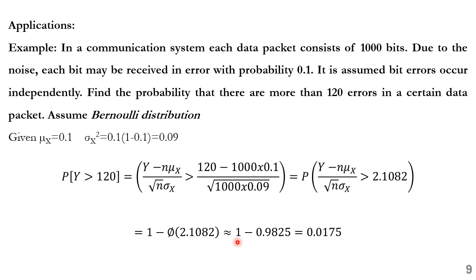So that gives you 2.1082. Therefore, it is 1 minus phi of 2.1082, and that is almost equal to 1 minus, from the table we have got it as 0.9825, that is equal to 0.0175.